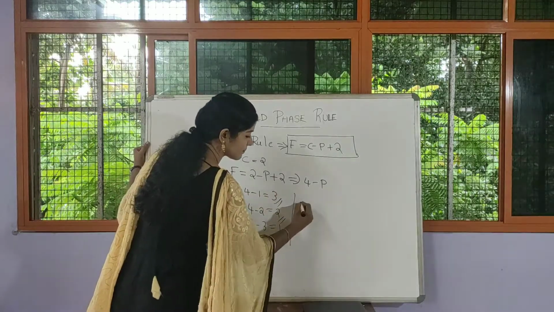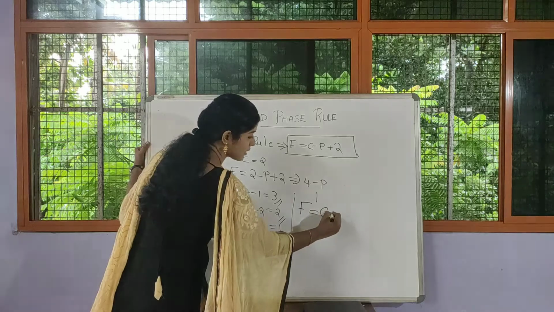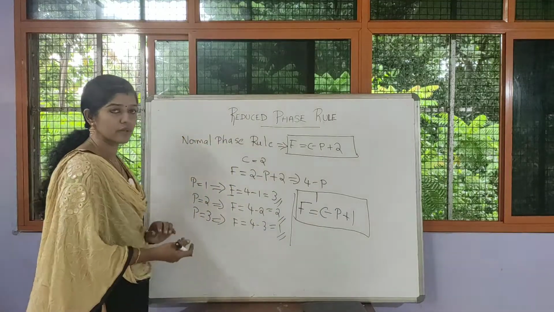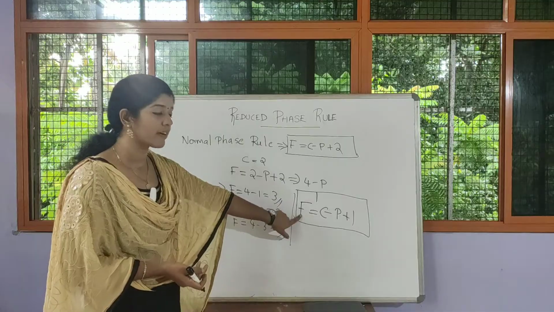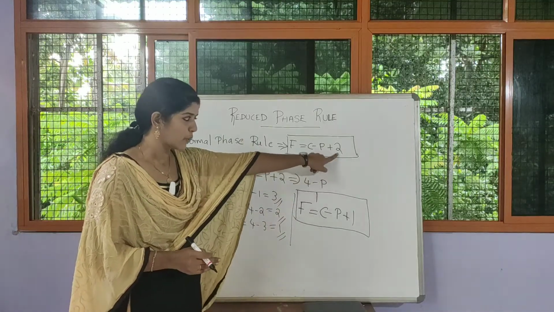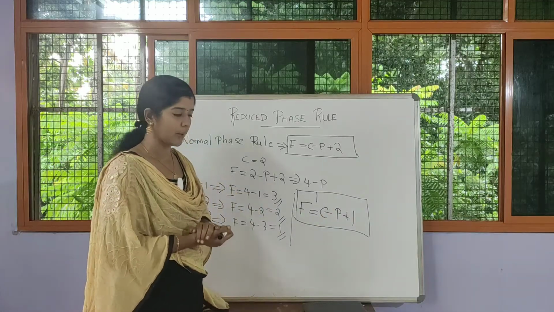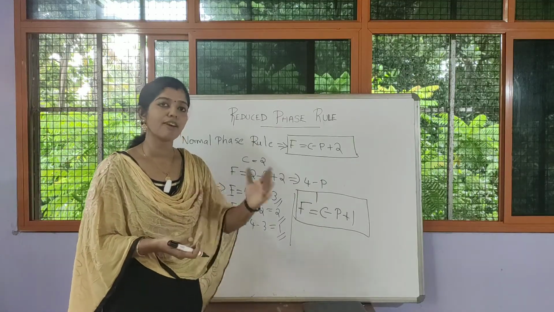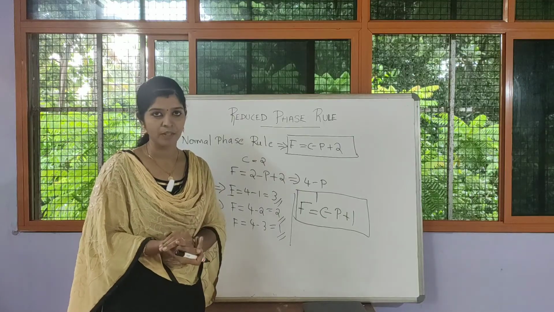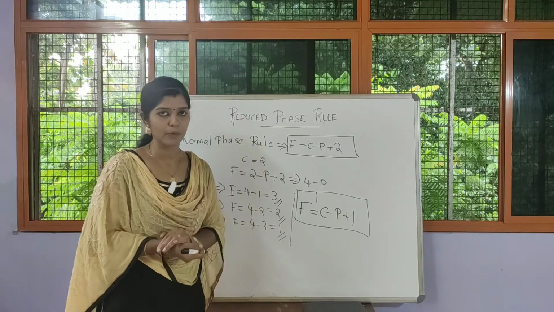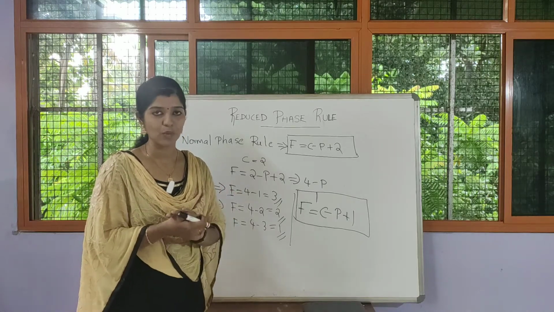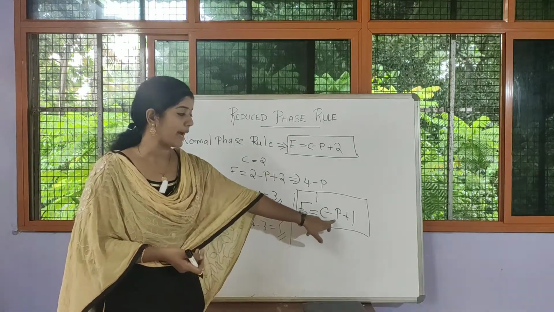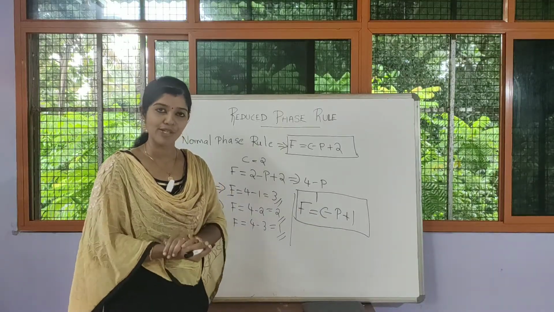Reduced phase rule equation is f' = c - p + 1. This is our reduced phase rule equation. Instead of 2, you will have 1 in your reduced phase rule equation. Now this reduced phase rule equation you will be using only for condensed systems, that is for the systems in which pressure effect is very less. So your two variables will be temperature and composition. So that is our reduced phase rule, applied only for two component systems, that is f' = c - p + 1.